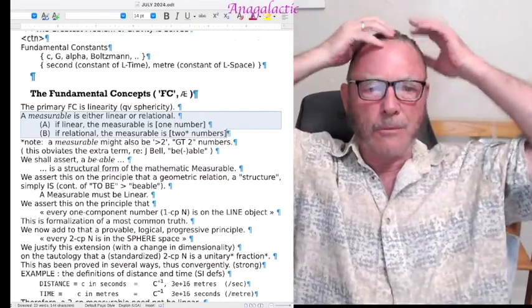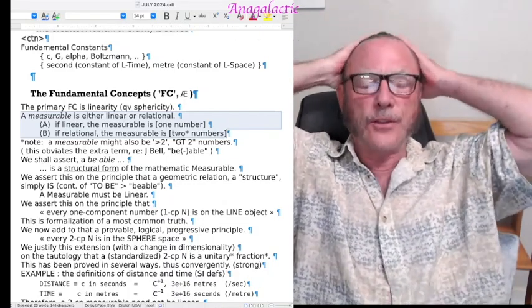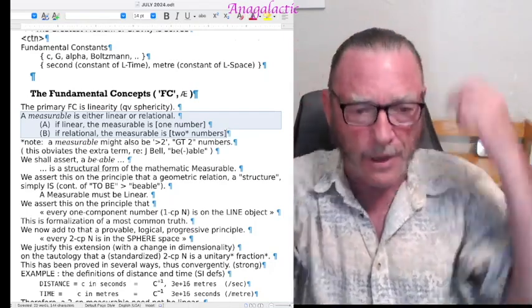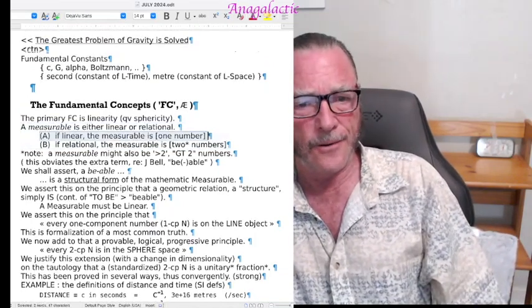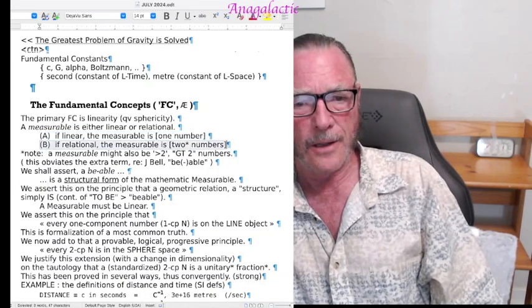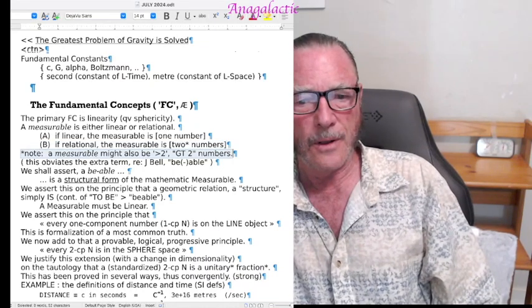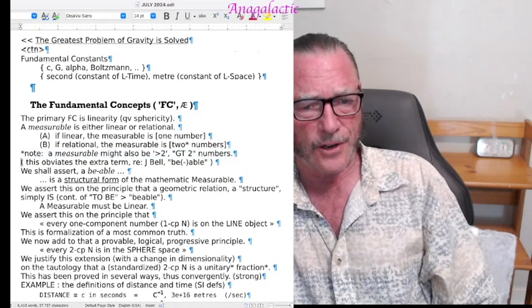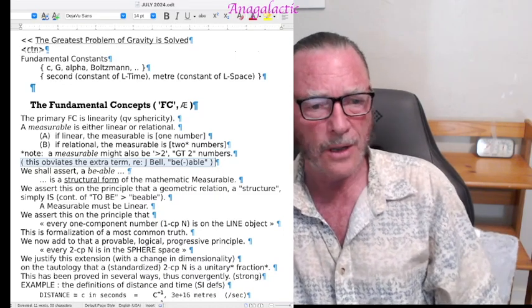A measurable is either linear or relational. This is a quantum mechanical psychosis term, a measurable. If it's linear, the measurable is one number. If it's relational, the measurable is two numbers. Make a note, there might be more than two numbers. We'll get to trinary logic later. For now, we're sticking with the holy number 2.